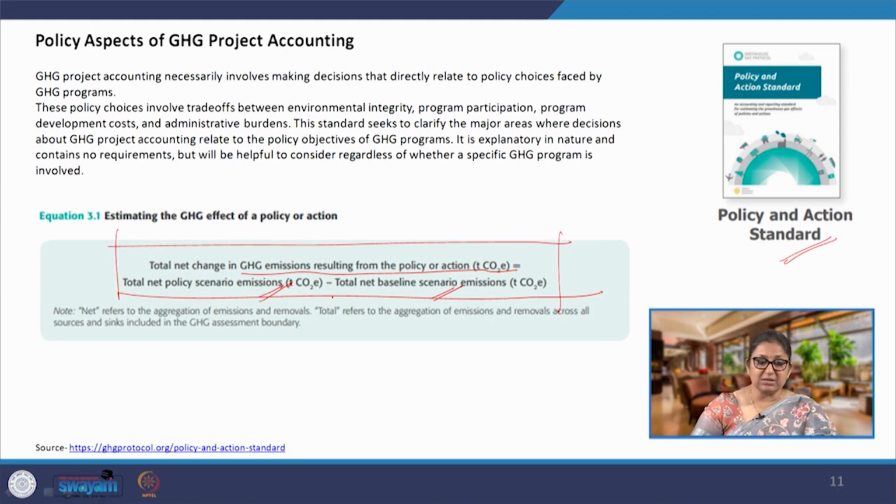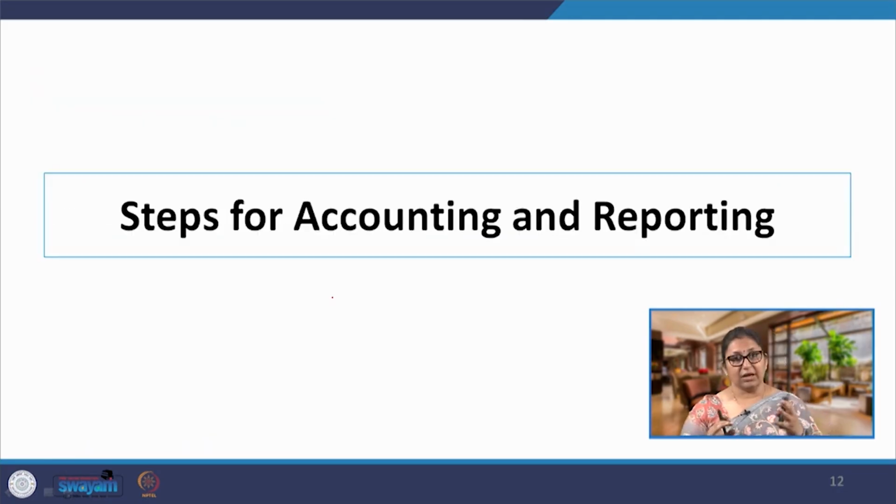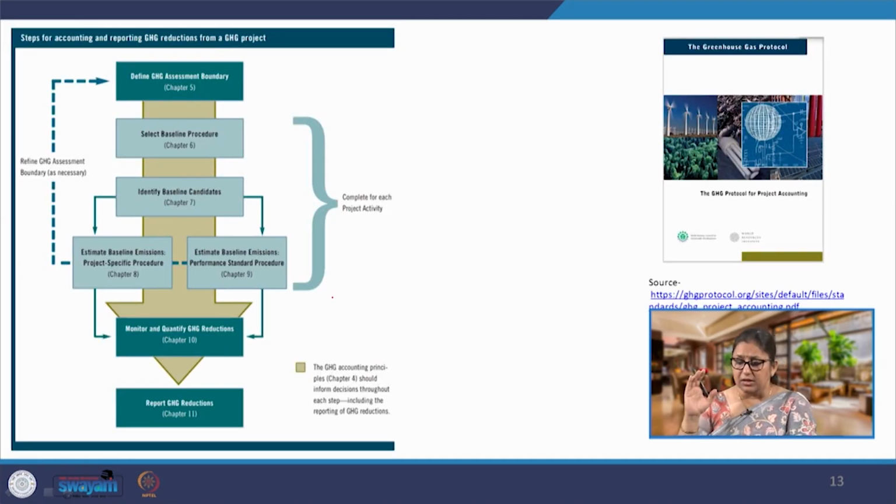But these are the policy aspects of GHG project accounting. So, whenever we are taking a policy action, we are also going to be looking at the concepts which are related to this particular policy action. Now, for different standards, there are steps for accounting and reporting. If we look at the generic process, the first thing we will do is define the GHG assessment boundary, that is after we have identified the project and project activities.